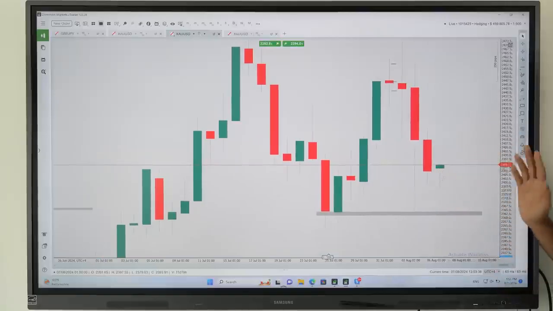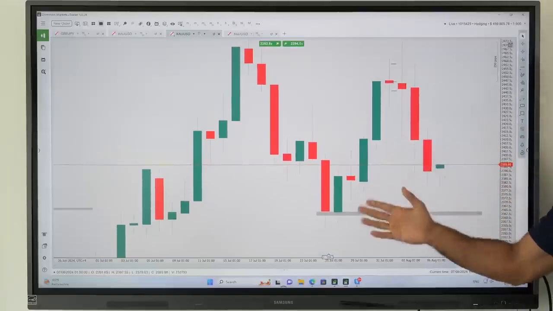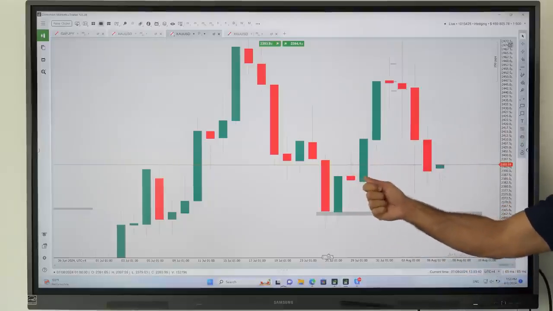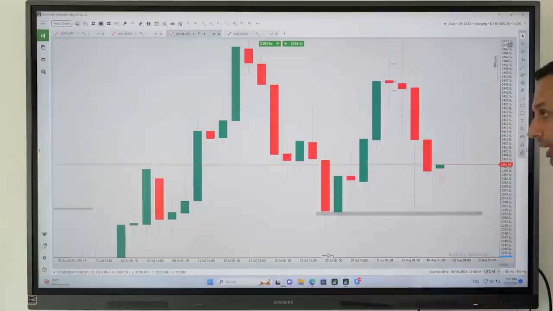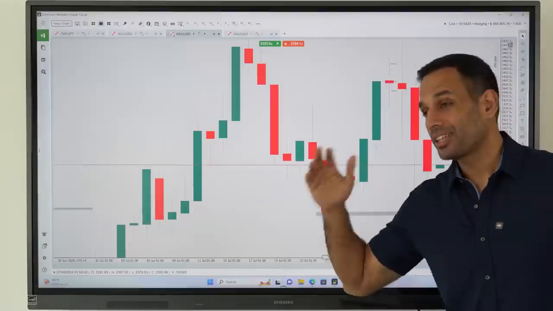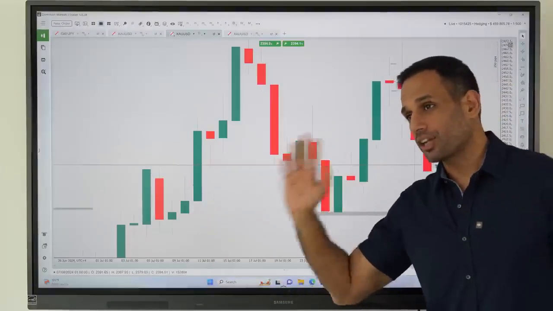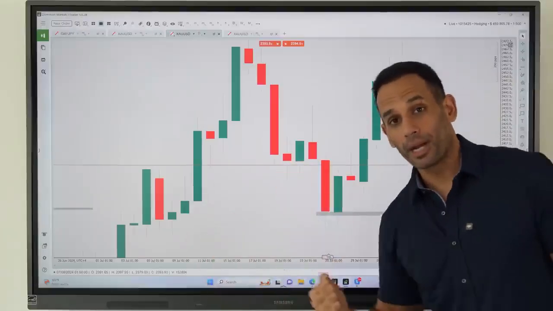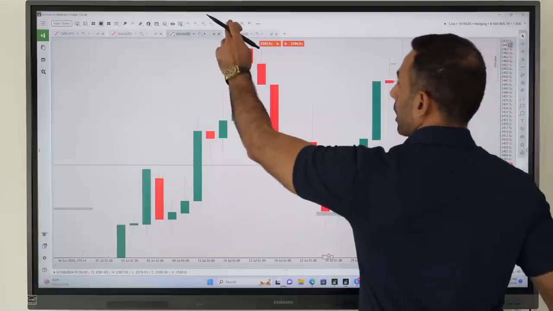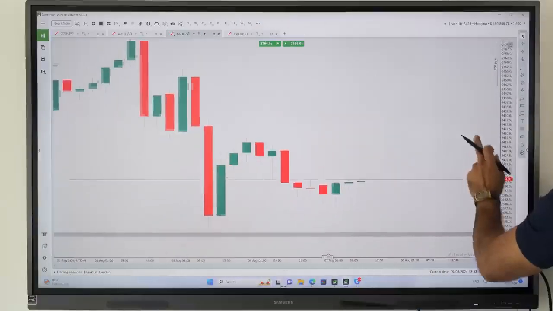Now, a trend is defined by where you think price is going to go based on the time frame you're looking at. If you're looking at the 1-hour time frame and you think price is going to go bullish, then that's going to be the trend. If you're looking at the 30-minute time frame and you think price is going to go bearish, then that's the trend you're looking at.